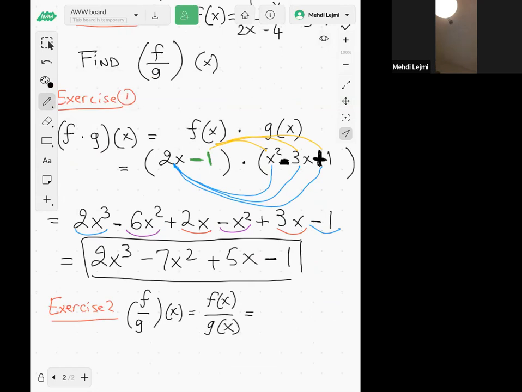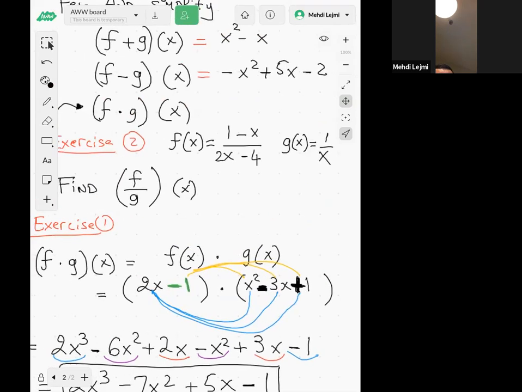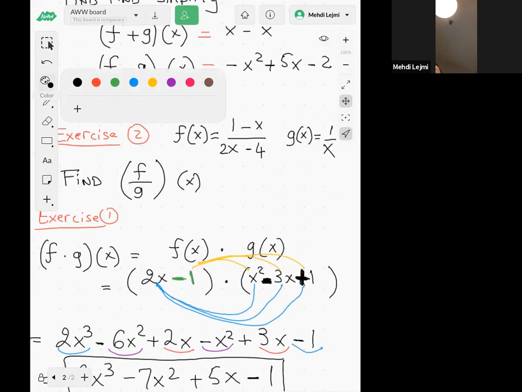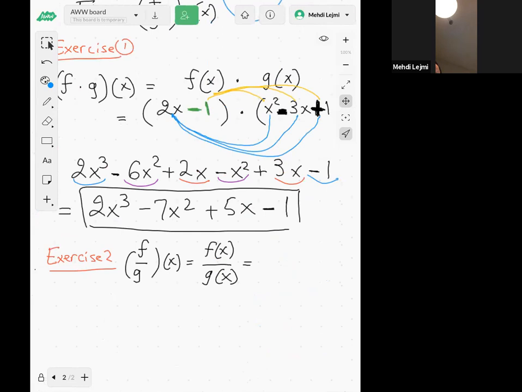Okay, so what's f of x? Well, we have different functions for number 2. So f of x is 1 minus x over 2x minus 4. So 1 minus x. I'm gonna use the next line here.